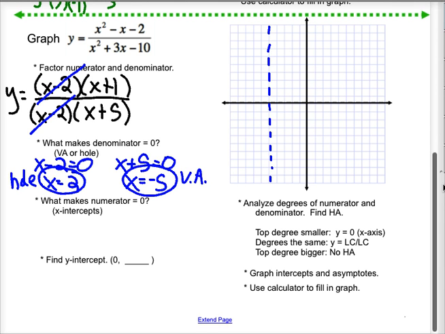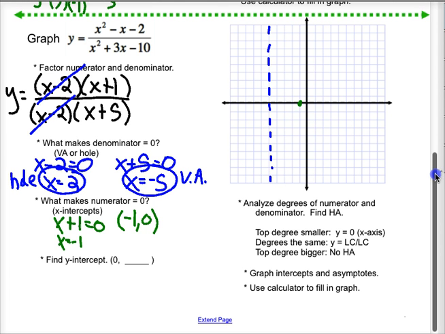X-intercepts, setting the numerator equal to 0. All right, now we have to be careful though, because again, we can't actually use the x minus 2 equaling 0 because we've already ruled that out. It canceled out. So we only use the one we have left. We only use that -1, 0. Again, we can't use the x minus 2 because it canceled out.